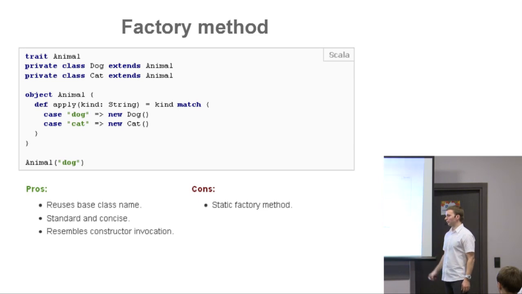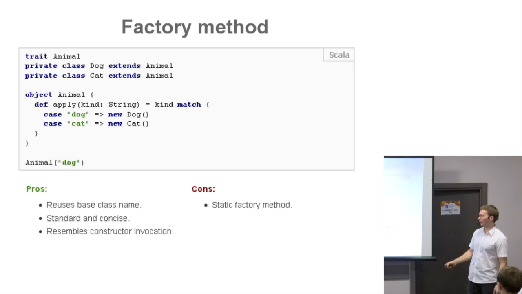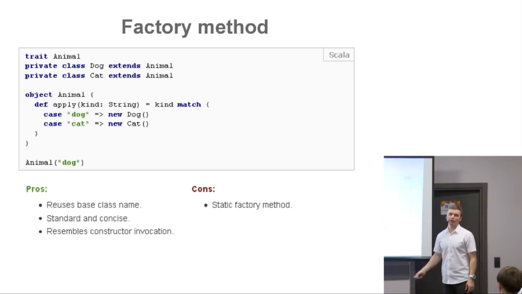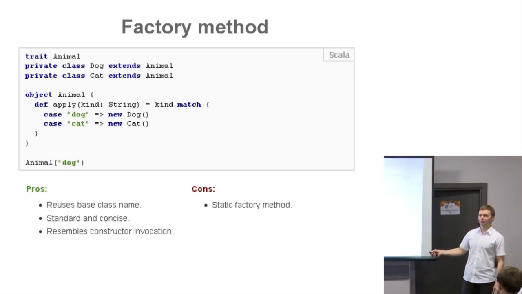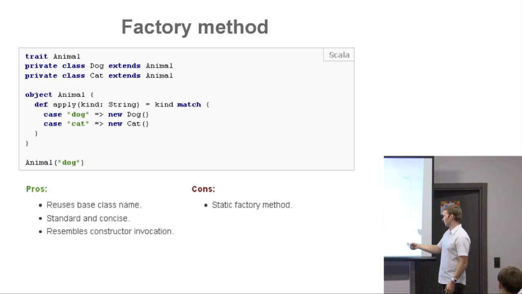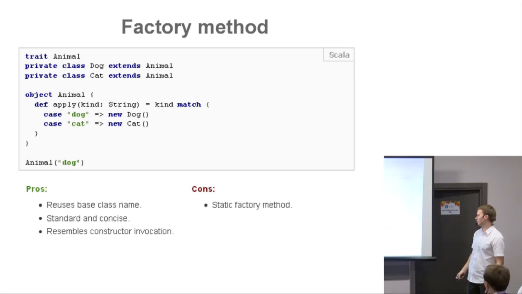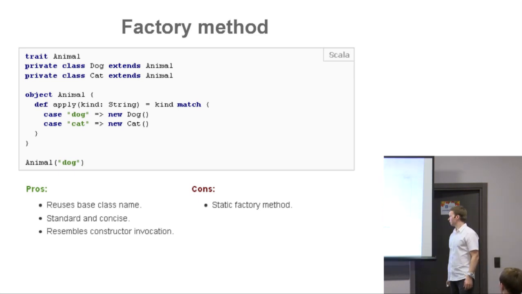And the pros of this approach is that we can reuse base class name. We don't have to define a separate factory class. That is a standard approach, so it is predictable, and everybody knows that it is a factory method. And it resembles a constructor invocation. And the con is that it is a static factory method, so we cannot override that method.